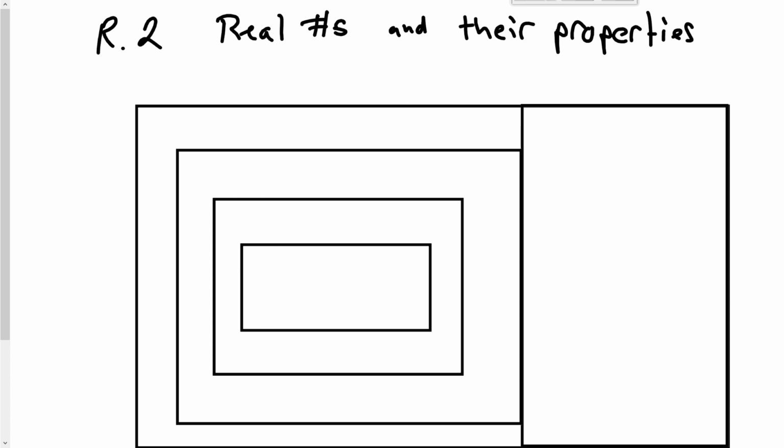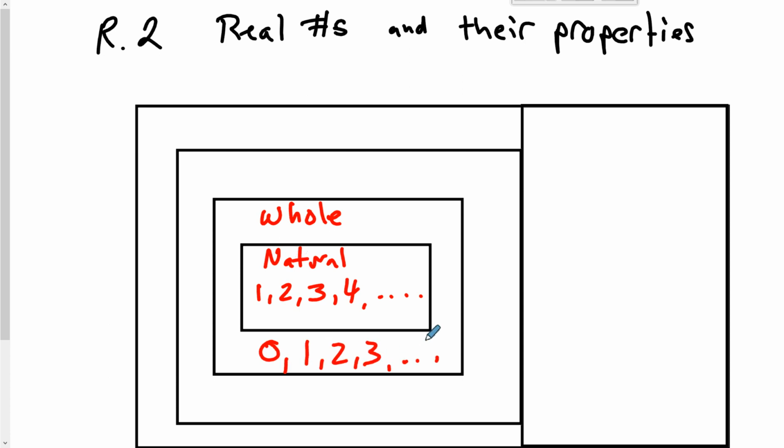Natural numbers are just your counting numbers. That is 1, 2, 3, 4, and so on. It keeps going on forever, right? And then outside of that is whole numbers. Whole numbers are just 0, 1, 2, 3, and so on. So natural numbers are a subset of whole numbers.